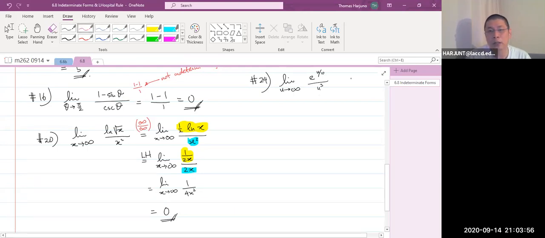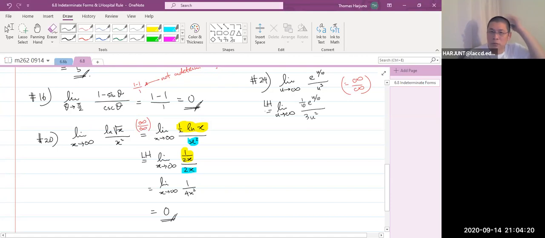Notice that when I plug in infinity, it will give me the infinity over infinity case, right? That's an indeterminate form. So I apply L'Hopital rule: limit as u goes to infinity of 1 over 10 e to the u over 10 over 3u squared. Let me fix it a little bit, make it look nicer. Limit as u goes to infinity of e to the u over 10 over 30u squared. That's still infinity over infinity. Then let me do another L'Hopital rule. That's 1 over 10 e to the u over 10 over 60u.